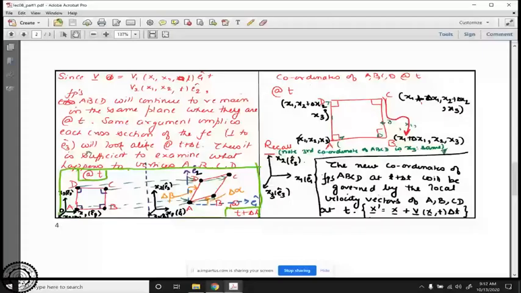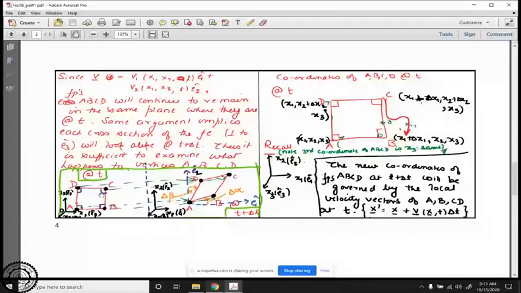The same argument applies to each cross section of the fluid element. This fluid element is a cuboid. So the argument I presented to convince you that ABCD will remain in the same plane at t plus delta t is true for any cross section of the fluid element, not only the cross section containing ABCD. It is true for any cross section originally parallel to X1 E1 and X2 E2, right? So it is sufficient to examine what happens to vertices ABCD.